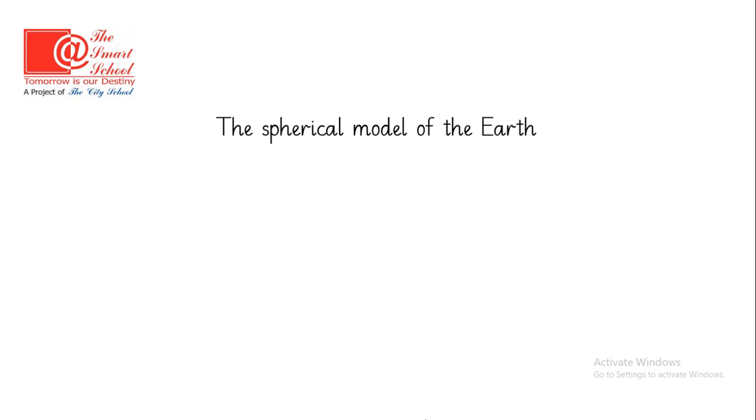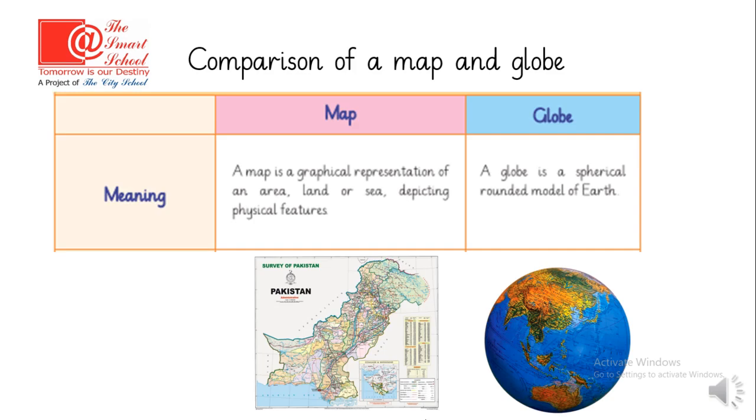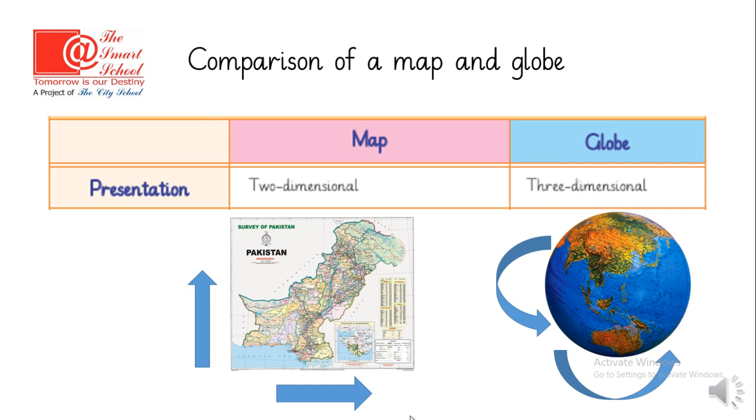So students, as you know what are maps and what are globes, let's have a comparison between maps and globes. A map is a graphical representation of an area, land or sea, depicting physical features. However, a globe is a spherical, rounded model of the Earth. A map is two-dimensional. It shows the width and the length. However, a globe is three-dimensional. It's a round model.